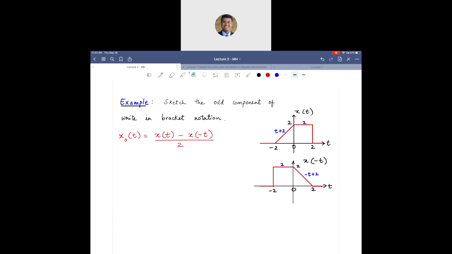When you sketch the odd component, what do you have? 2 t plus 2 subtracted by 2, what do you have? You have t. You divide by 2, what do you have? T over 2. So it is going to be t over 2 between negative 2 and 0.